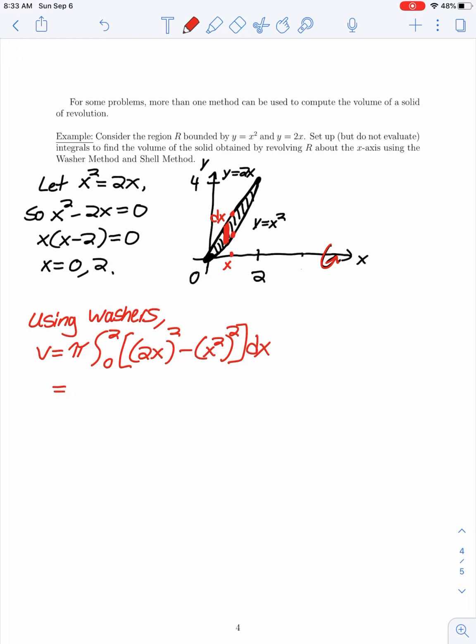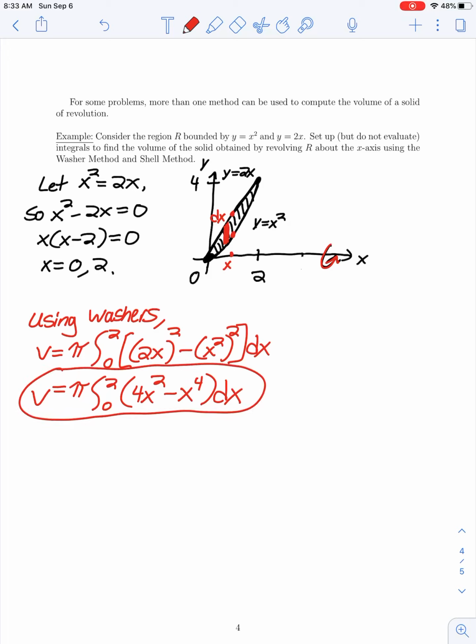So simplifying just a little bit, we have pi times the integral from 0 to 2 of (2x) quantity squared gives us 4x squared, minus x squared is x to the 4th, dx. So this would be an expression for the volume of that solid using the washer method. And here we don't need to evaluate that integral. We were told to just set up this integral, but do not evaluate it.